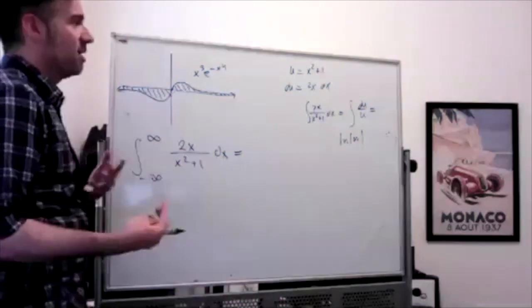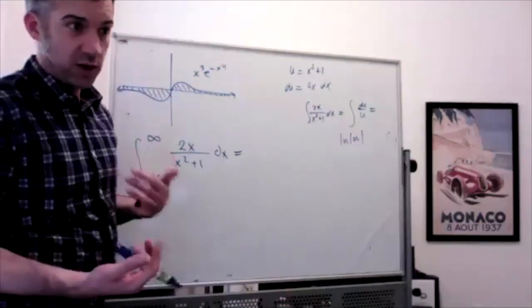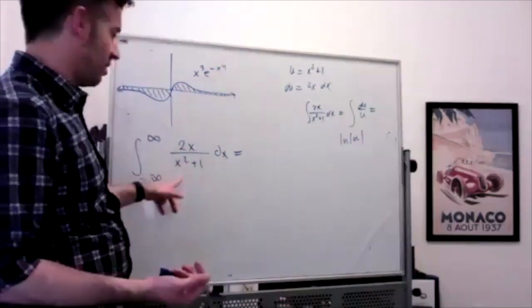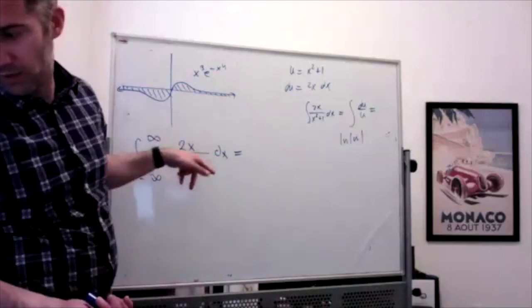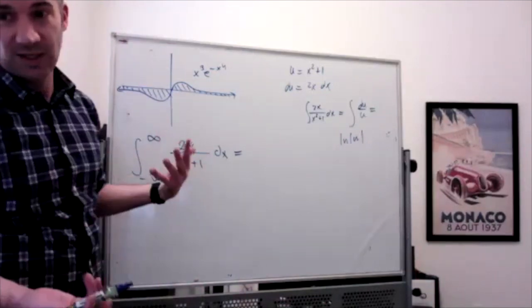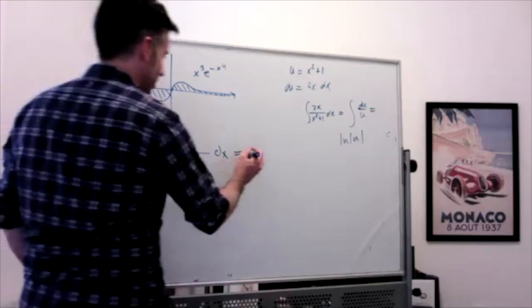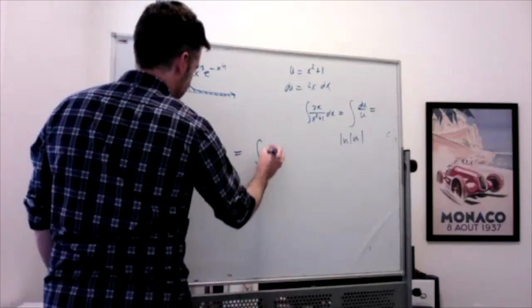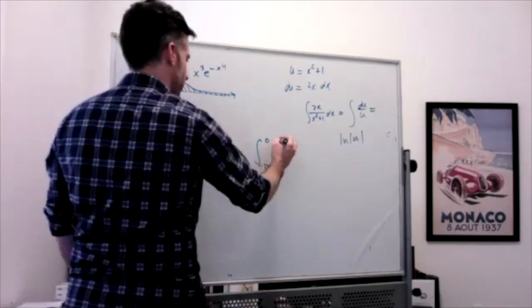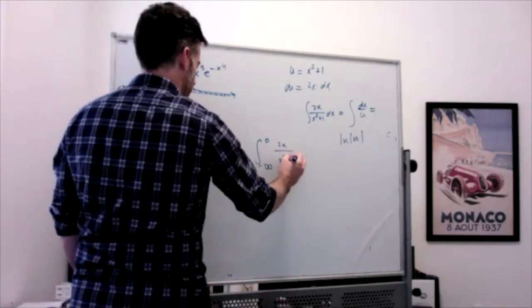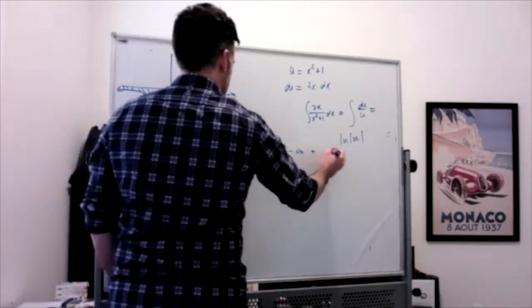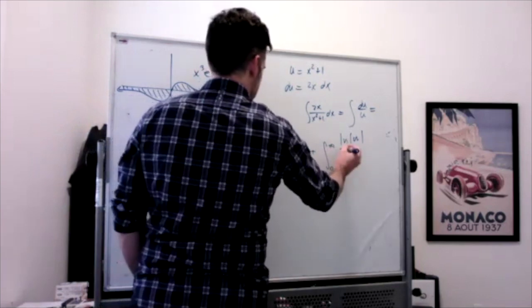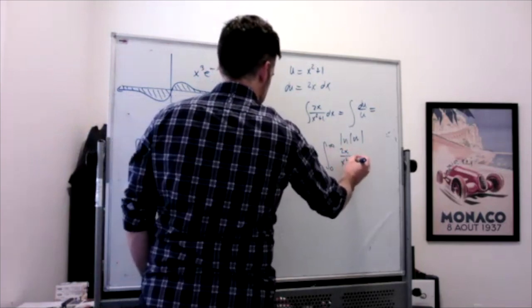So the problem is a lot of this is just the machinery, right? We can see it's going to be the natural log of x squared plus 1. We're going to plug this in to get infinity, but we still have to write the limits and stuff. So we have to break it up into 2 integrals. This is the integral from negative infinity to 0 of 2x over x squared plus 1 dx plus the integral from 0 to infinity of 2x over x squared plus 1 dx.